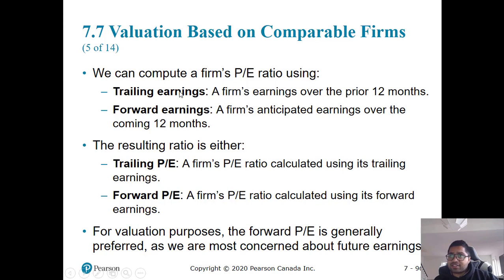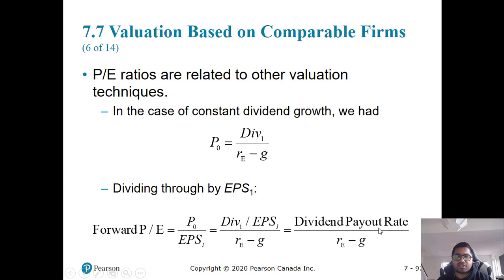Now you can use past 12 months earnings, that is trailing earnings, or you can use 12 months projected earnings, that is forward earnings. Trailing earnings are a firm's earnings over the prior 12 months, while forward earnings are a firm's anticipated earnings over the next 12 months. The result is you can either use trailing PE, a firm's PE ratio calculated using trailing earnings, or forward PE, calculated using forward earnings. For valuation purposes, the forward PE is generally preferred as we are most concerned about future earnings.